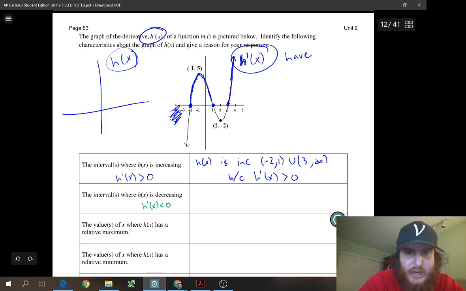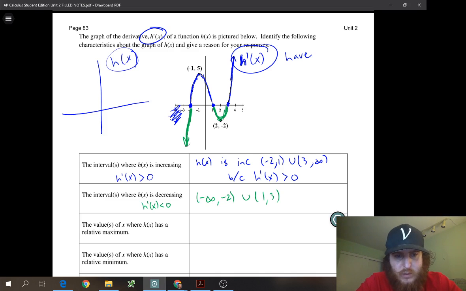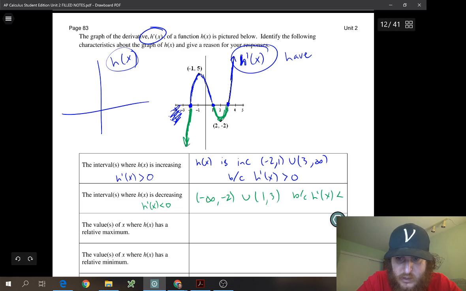Why are we doing this? Because we have the derivative graph. We don't have the original graph anymore. So where are our negative sections? Our negative sections are from -infinity to -2, union from 1 to 3. So those are our intervals where h is decreasing. Why? Because h prime of x is less than 0.